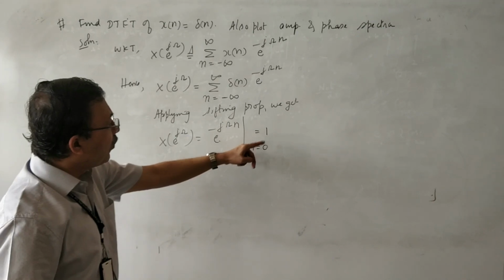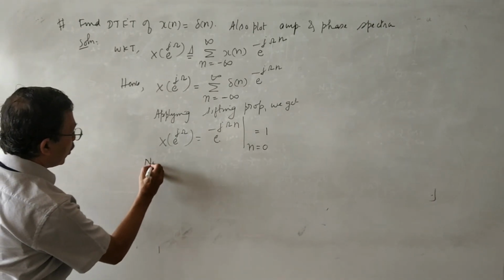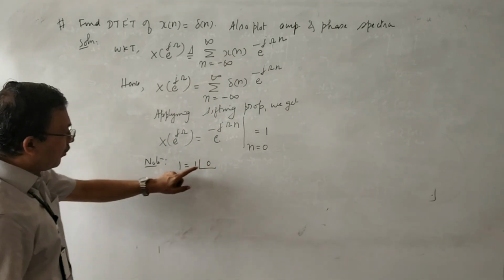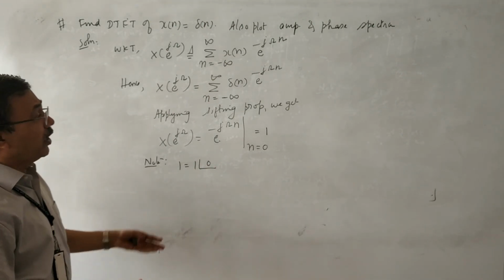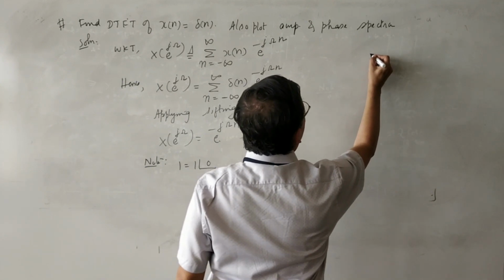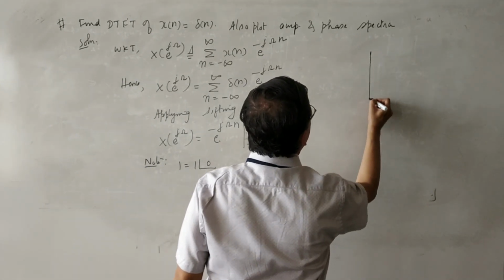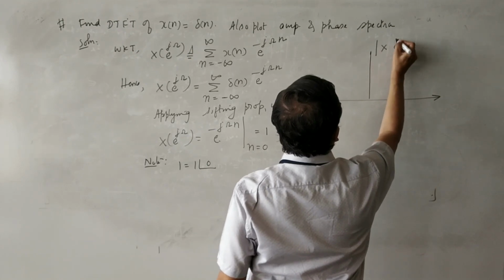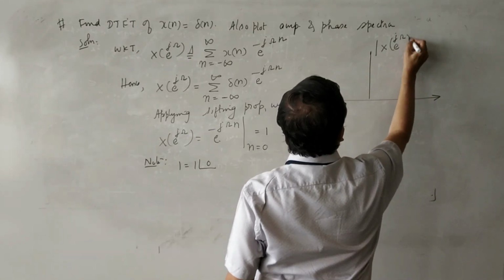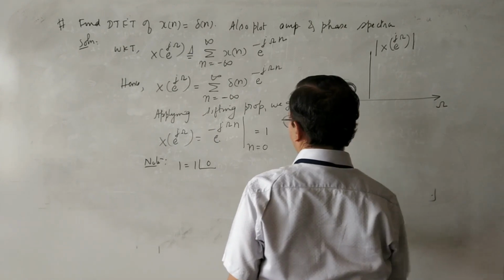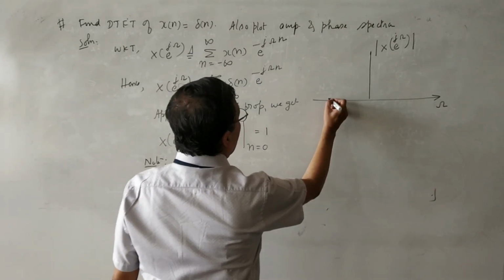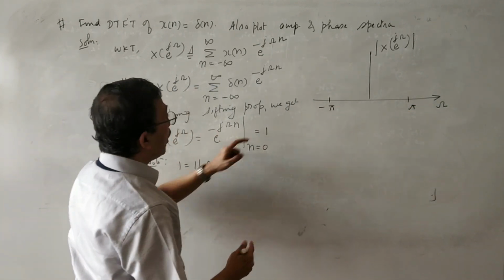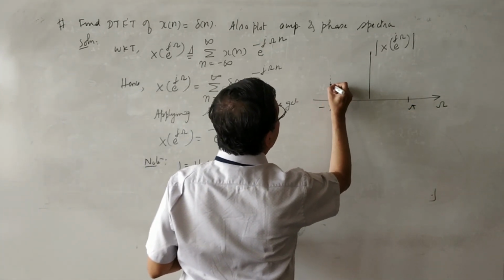What is the angle of 1? Note, 1 means 1 at an angle 0. Since the angle is 0, the phase spectrum is a null spectrum. Null spectrum means there is nothing in the spectrum. I now plot the magnitude spectrum. Y-axis is magnitude of x of e power j omega. X-axis is omega. I always plot the spectrum from minus pi to plus pi. What is magnitude of 1? Magnitude of 1 is 1 only.